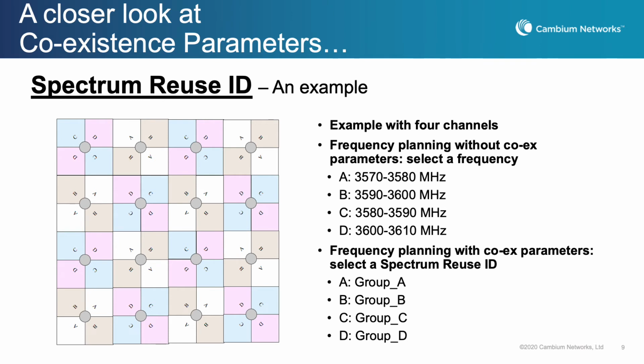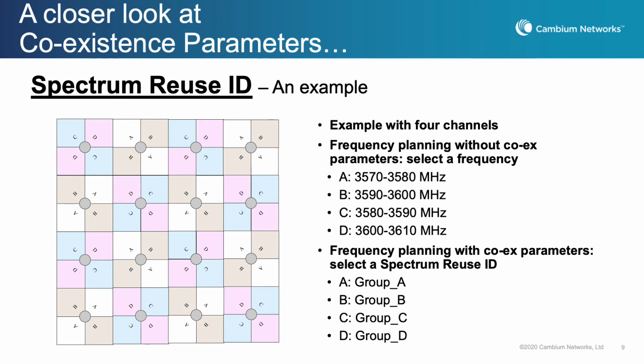Let's take a look at an example of how to configure the spectrum reuse ID. Assume you have a network deployed, as in this picture, where you use 4 channels. Each tower has 4 APs facing 4 different directions. In one tower, you use 2 channels in an AB-AB pattern. In the adjacent tower, you use 2 different channels in a CD-CD pattern. Then in the next tower, you use again AB-AB, and so on.